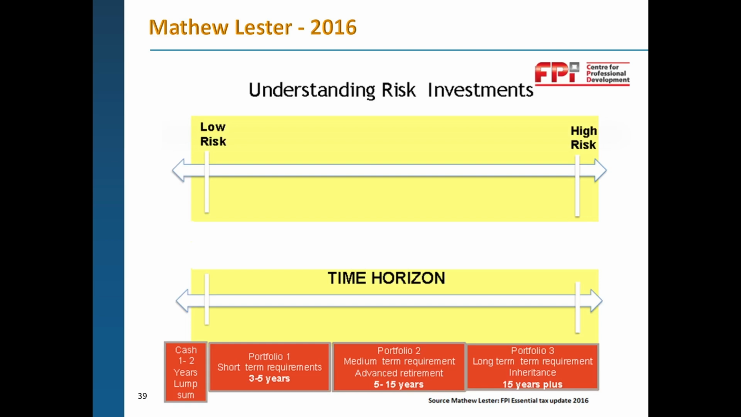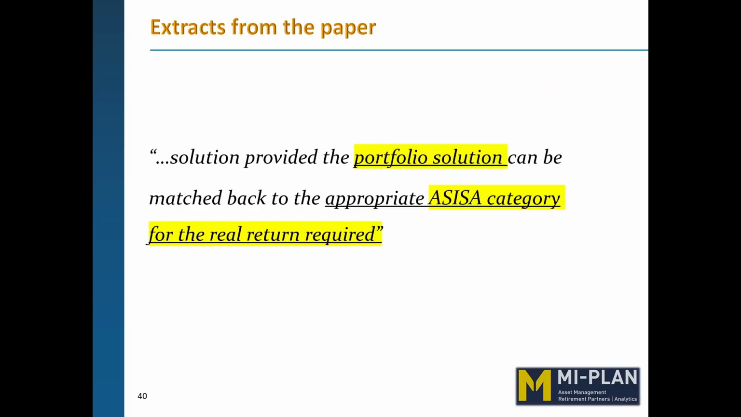This is an extract from a slide that I took from a presentation, a workshop that Matthew Lester did in 2016, where he was illustrating how an investment should be divided into sub-portfolios based on the investment term. The paper says that an advisor can use any preferred fund or portfolio as a solution, provided that the portfolio solution can be matched back to the appropriate ASISA category for the real return required.